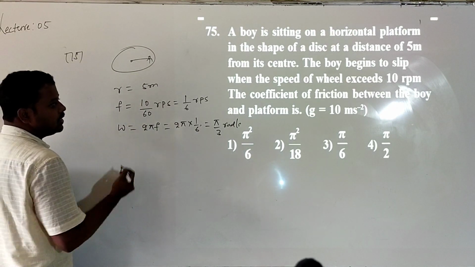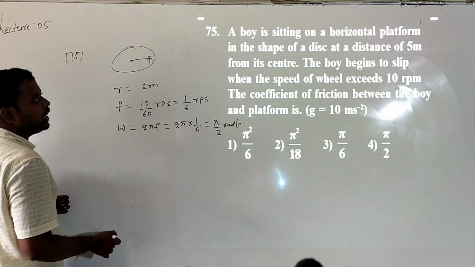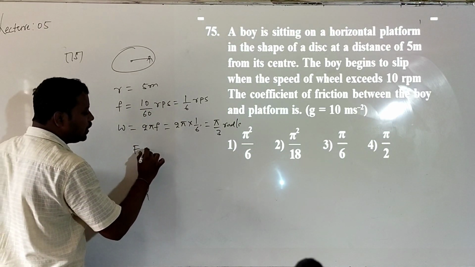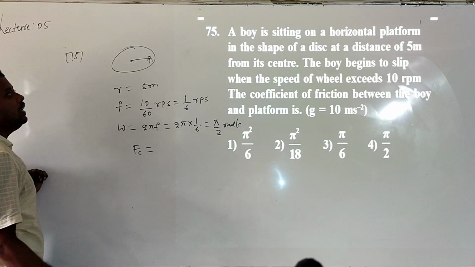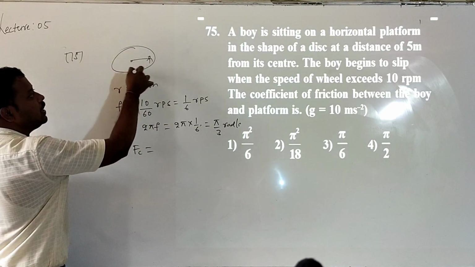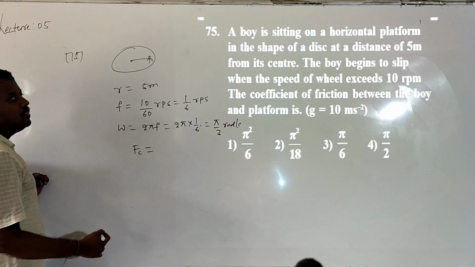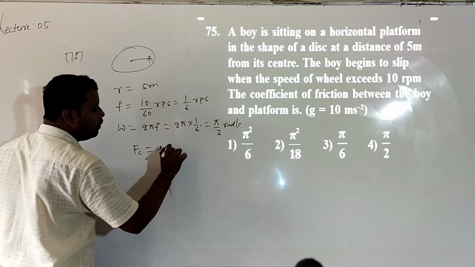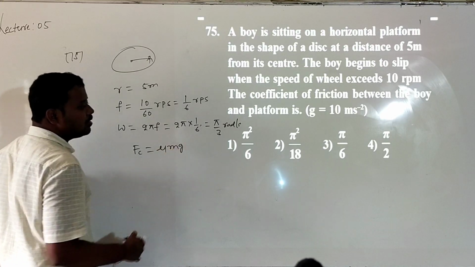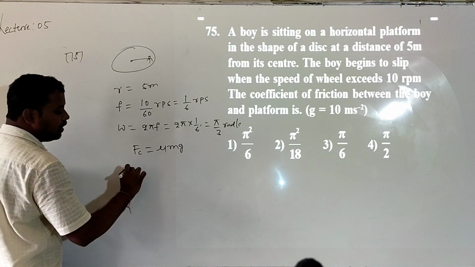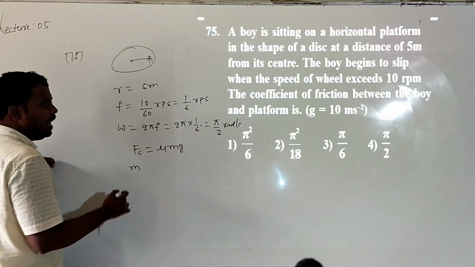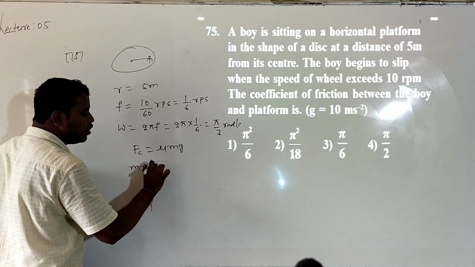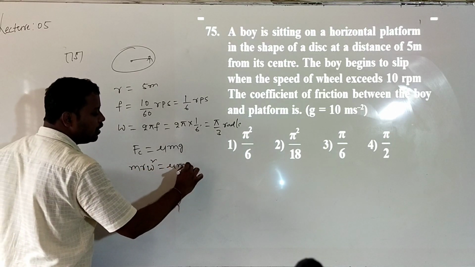After this, what are they asking us to calculate? The coefficient of friction value. Who will provide the force for rotating in a circular path? Actually, the disk is rotating, and along with the disk, the boy will also rotate. So the frictional force between the boy and the disk is given by mu into N, that is mg. Yesterday also I wrote the formula for FC in terms of angular velocity and R: m R omega square is equal to mu into m into g.